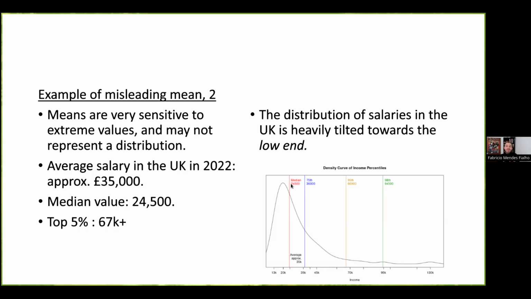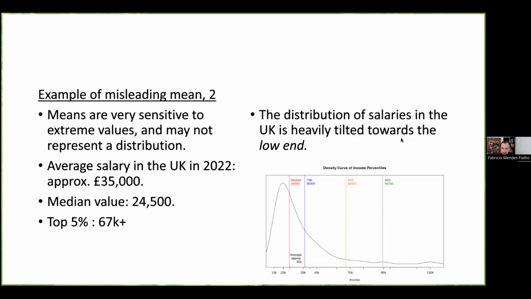So let's recap what the median means. The median of 24,500 pounds basically means that half of workers in the UK make less than 24,500 a year and half make more than 24,500 pounds a year, right? The average is 35,000 pounds a year, and it's above the median because some very high numbers are pulling the average up, right?